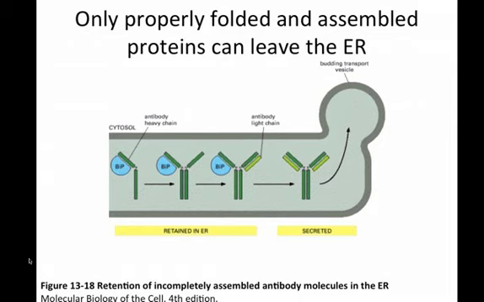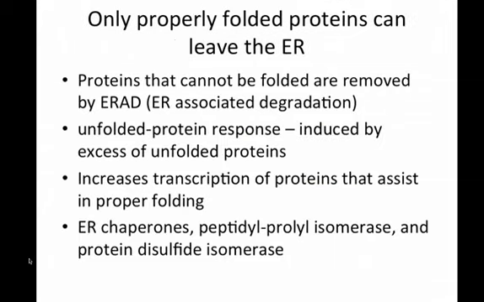But only properly folded and assembled proteins can leave the ER. So proteins that cannot be folded are removed by ERAD, ER-associated degradation. And then there's also the unfolded protein response. So if there's one protein with a mutation, like all sorts of proteins that get mutations and can't fold properly, then that will just be removed from the ER and degraded eventually. If there's some kind of more systemic issue, then it will trigger the unfolded protein response.